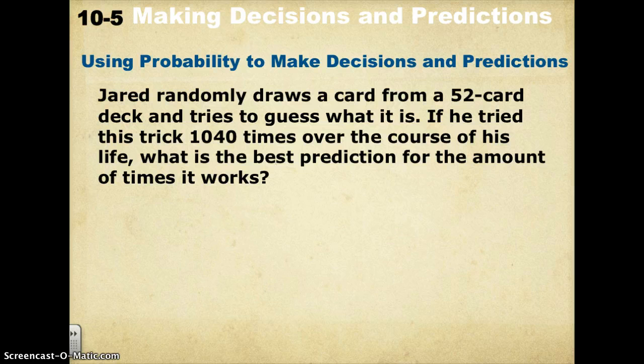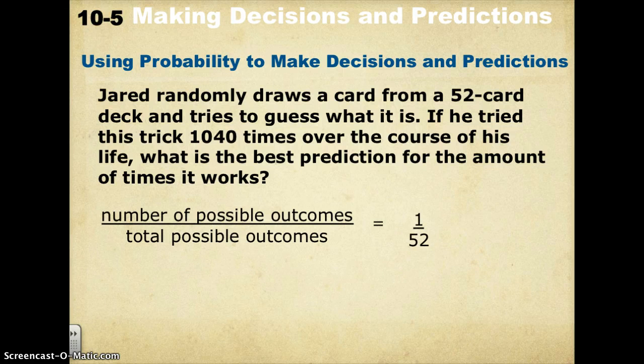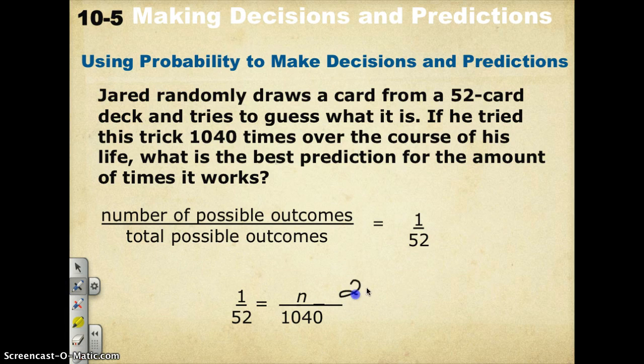Let's try another prediction. Jared randomly draws a card from a 52-card deck and tries to guess what it is. If he tried this trick 1,040 times over the course of his life, what is the best prediction for the amount of times it works? He has one possible outcome out of 52 total outcomes. So there's one way he can be right out of 52. We want to see what that equals as a number out of 1,040. We cross multiply and divide, and we find out that we can expect Jared's trick to work 20 times if he tries it 1,040 times.